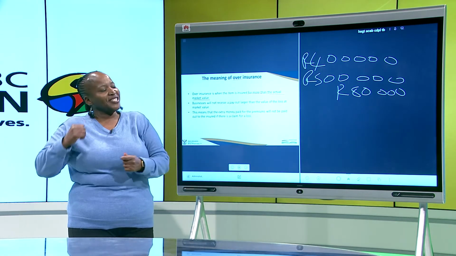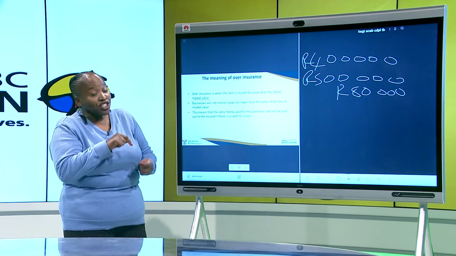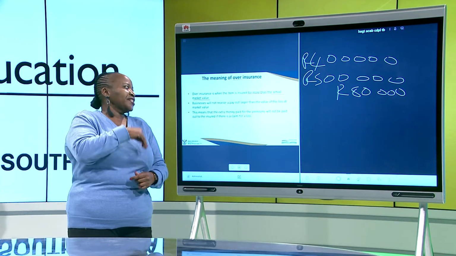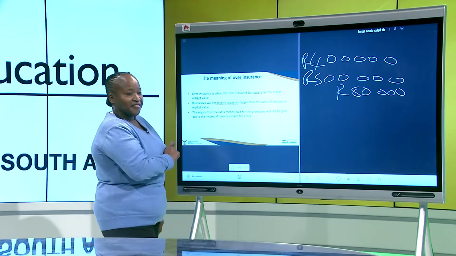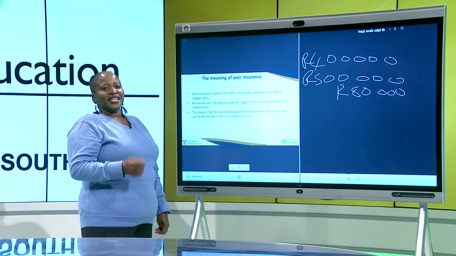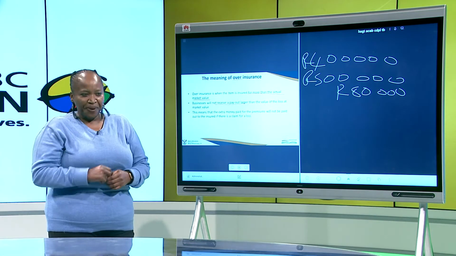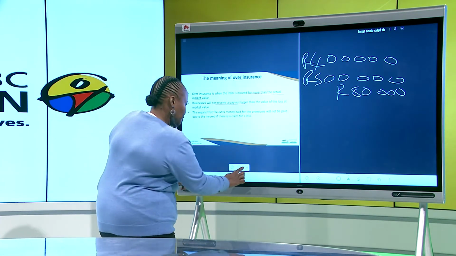So the principle is that the insured must be put in the same position he or she was in before the event occurred. A business will not receive a payout larger than the market value of the loss. This means that the extra money that was paid for the premium will not be paid out if the claim is lodged.